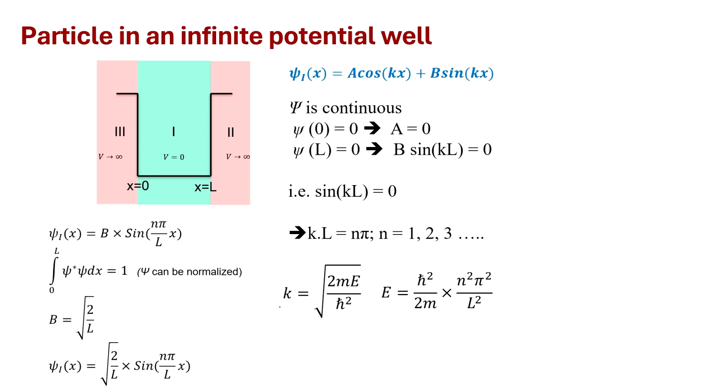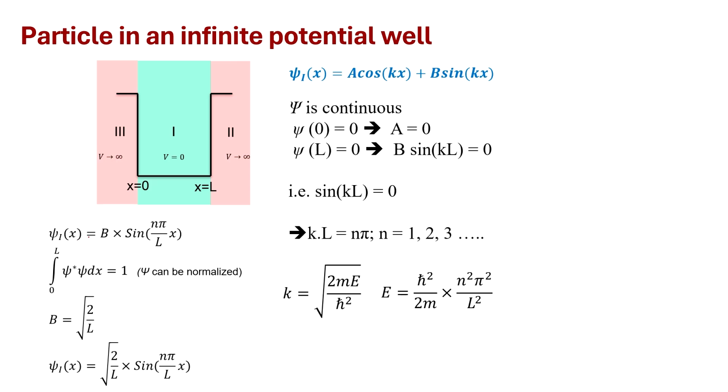If you now replace the value of k in this expression, we will get the values of E, which is h cross square by 2m into n square pi square divided by L square. So, what we get is basically energy as a function of n, some constant multiplied by h cross square pi square divided by 2mL square. The two things which vary here are L and n.